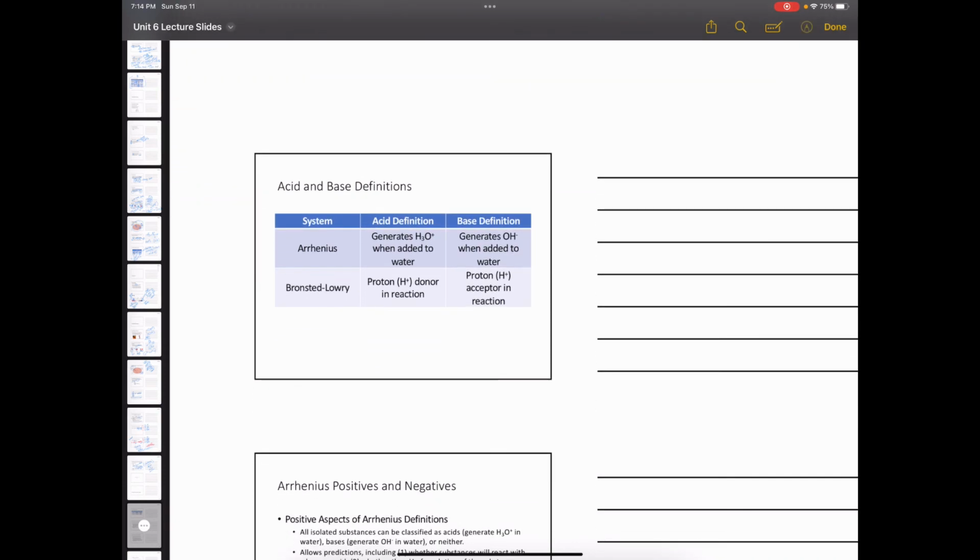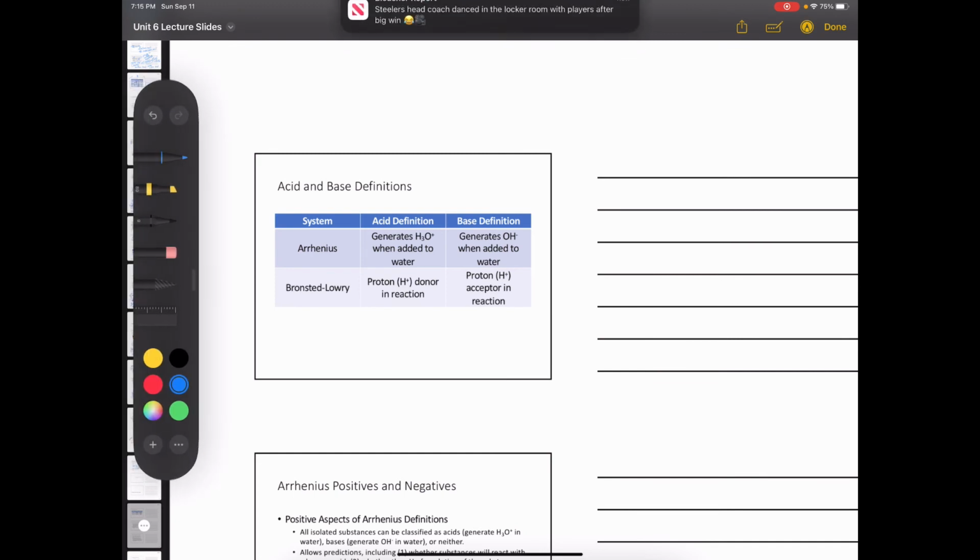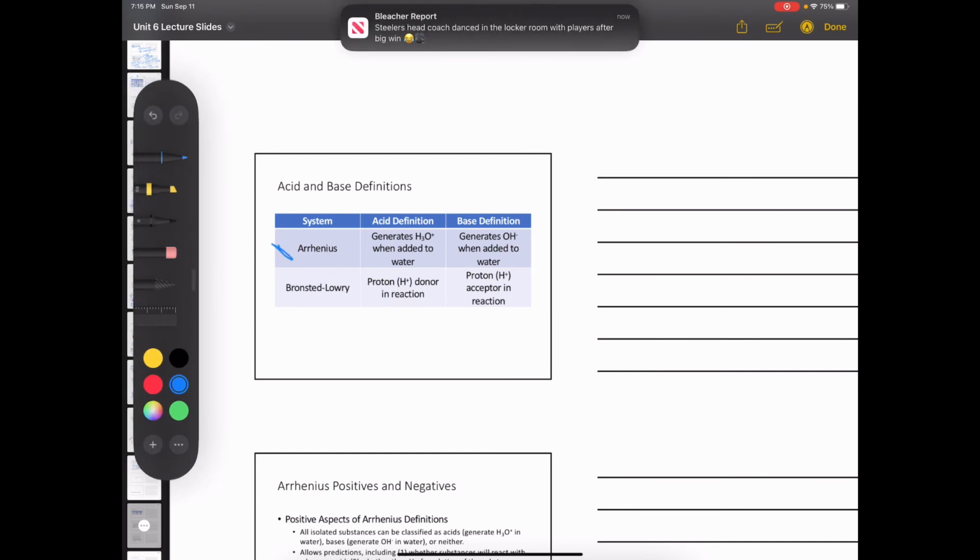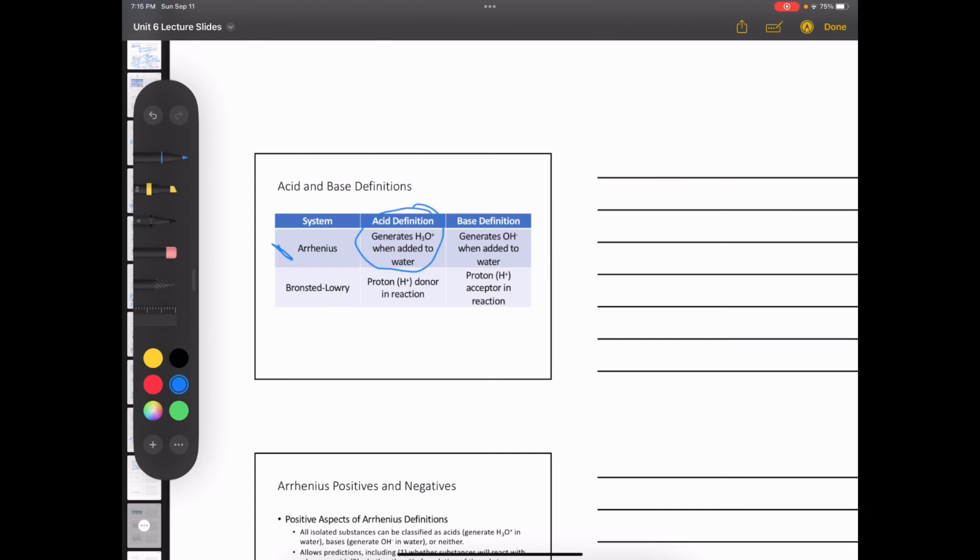At this point, I think it's been well established that for Arrhenius, an acid is a substance that forms hydronium ion, or generates H3O+ ions, when added to water. The base generates OH-, or hydroxide ions, when it's added to water.